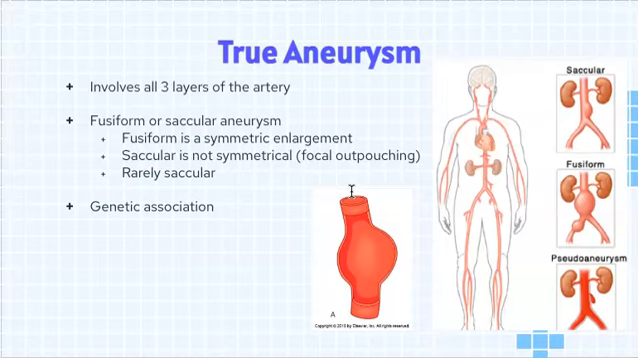The next few slides are just going to be kind of a review for y'all, so y'all can refresh your memory on what exactly a true, false, and a dissecting aneurysm is. So here we have our true aneurysm. Usually they are fusiform or saccular. Here we have more of a fusiform aneurysm, so we have that symmetric enlargement, whereas here we have more of just that focal outpouching. Here we have, again, our fusiform aneurysm, and then we also have an iliac artery aneurysm present as well. And with aneurysms, they do usually have a genetic association, so think prior family history.